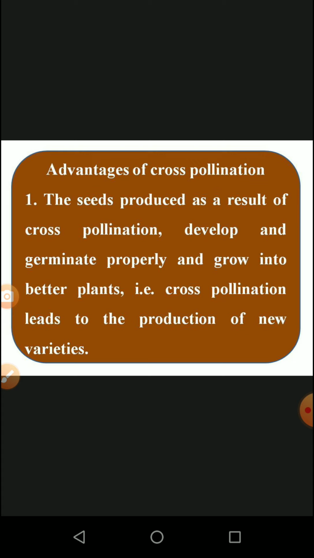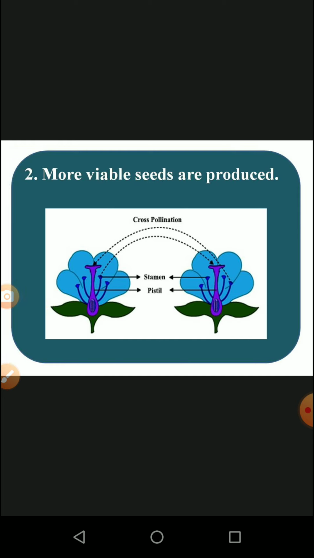In the same brinjal plant, some branches produce violet colour brinjals, some branches produce green colour brinjals, and some produce violet and white colour brinjals. So these are the advantages of cross pollination. And number two, more viable seeds are produced. This is the diagrammatic representation of cross pollination. The seeds are more viable; of 10 seeds, the 10 seeds are viable and produce new plantlets.